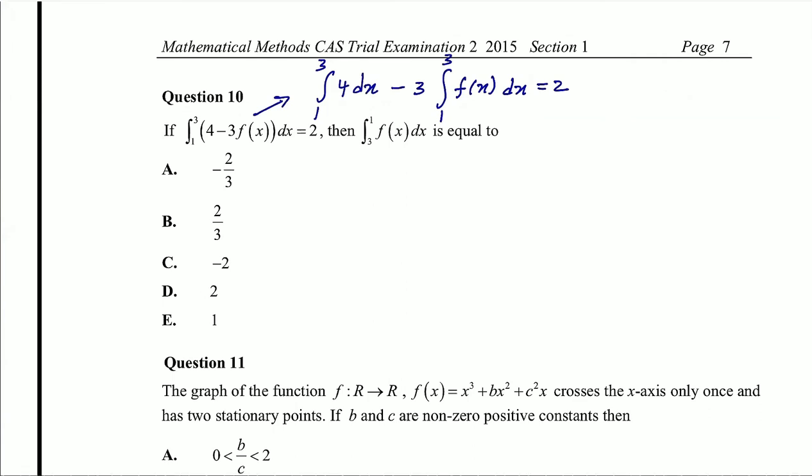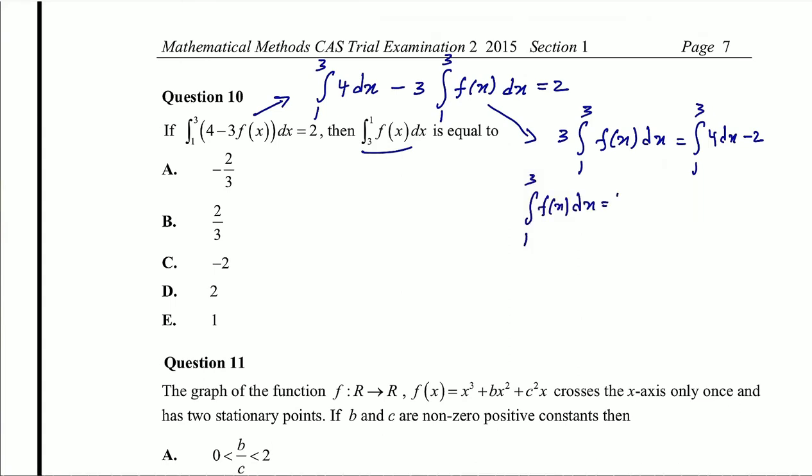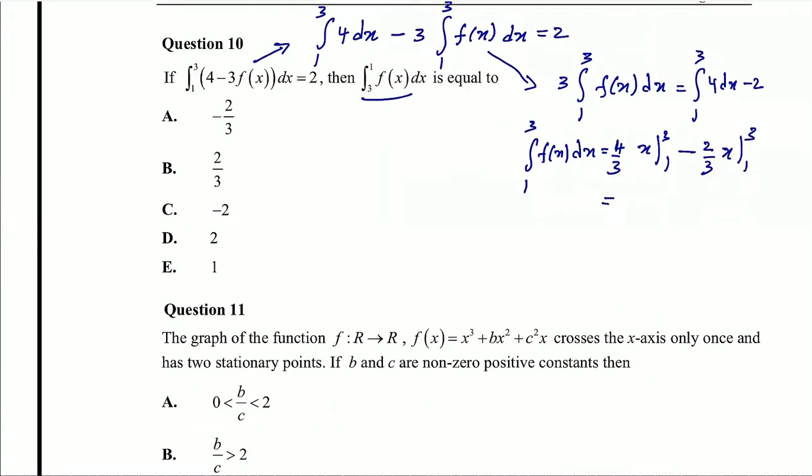Then what you need to find is this. I'm going to isolate this. So 3 times the integral from 1 to 3 of f(x) dx is equal to the integral from 1 to 3 of 4 dx minus 2. Then the integral of f(x) dx is 1 divided by 3 times 4x minus 2, from 1 to 3. The value would be 4 times 3 minus 1, 2, which is 8, divided by 3, minus 2 divided by 3, so 4 divided by 3.